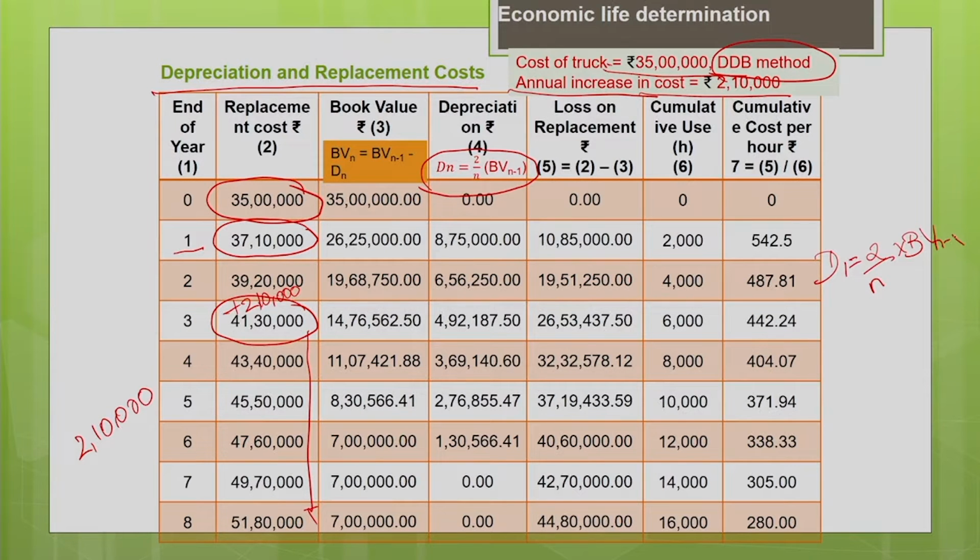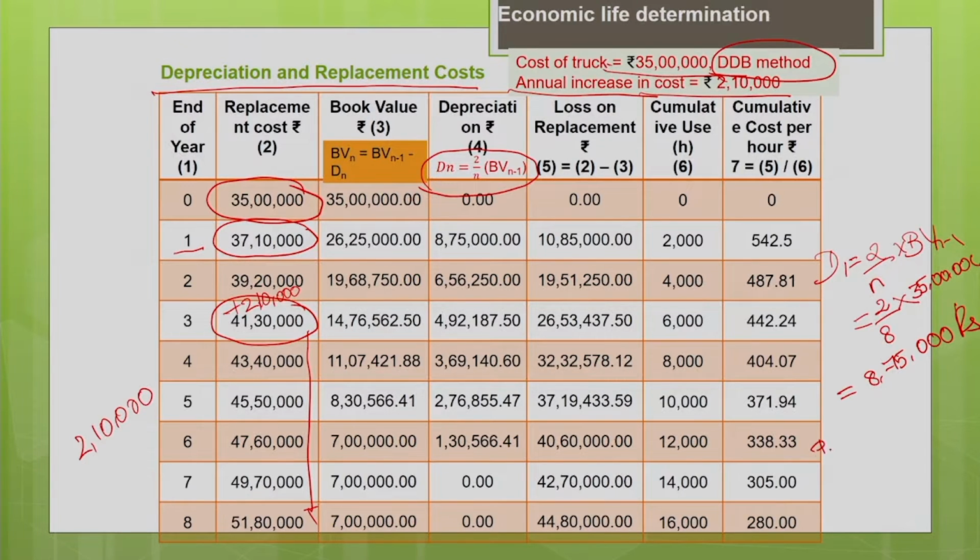The book value at the end of the previous year is the same as the book value at the beginning of the current year, for which you are calculating the depreciation. The useful life of the machine, n, is 8. For the first year, the book value is the initial purchase price, so it is 2 by 8 into 35 lakh, which gives a depreciation of 8,75,000 rupees. This is the depreciation for the first year.